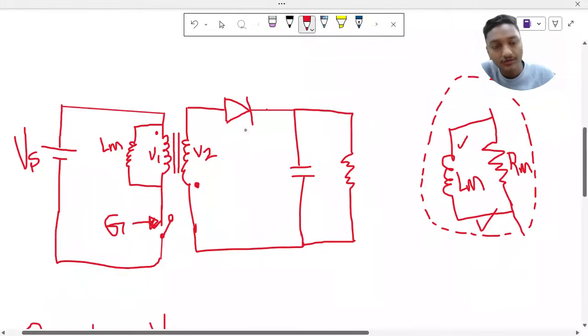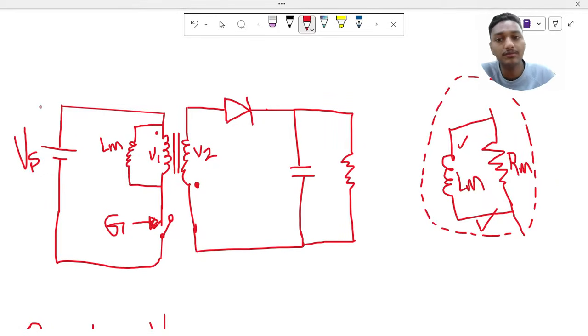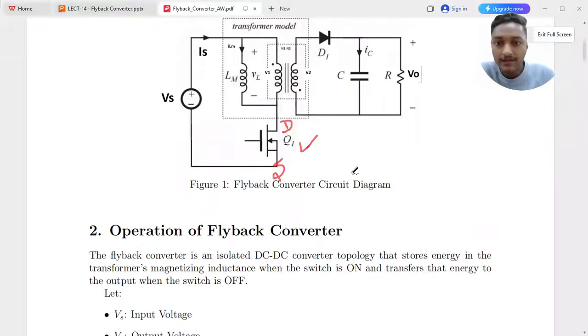Now we will try to understand the complete operating principle. So far I guess you have learned what the circuit is and why the dot polarities are kept like this. Now we will jump to our document and try to understand its operating principle one by one. So here we are again.